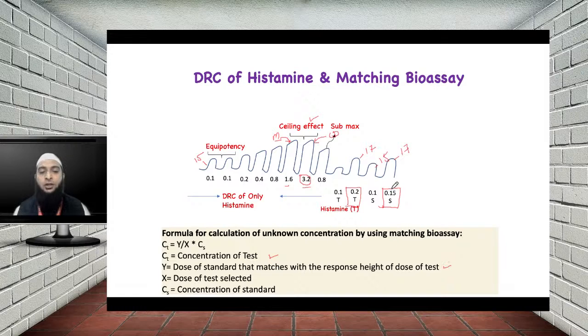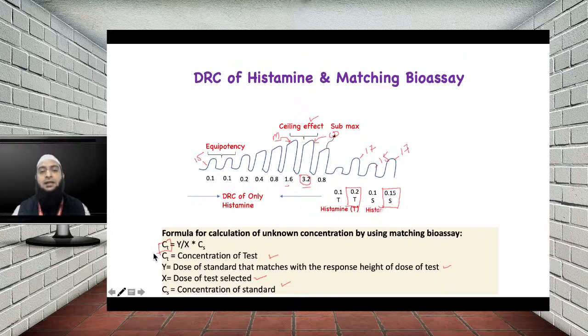Y is 0.15, the dose of the standard that matches with the response height of the dose of the test. Then what is X? X is the dose of the test selected. So what dose of test have you selected? It is 0.2 ml. And Cs is the concentration of the standard, which will be given to you, and you can simply put that in the formula. You will get the unknown concentration by using matching bioassay.